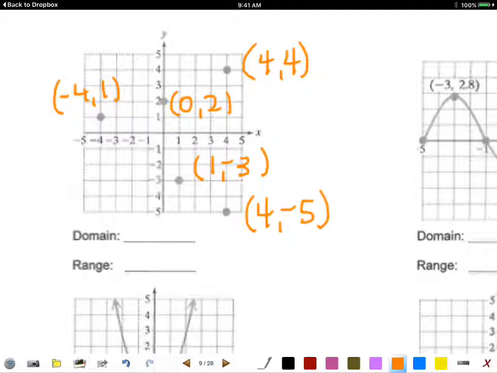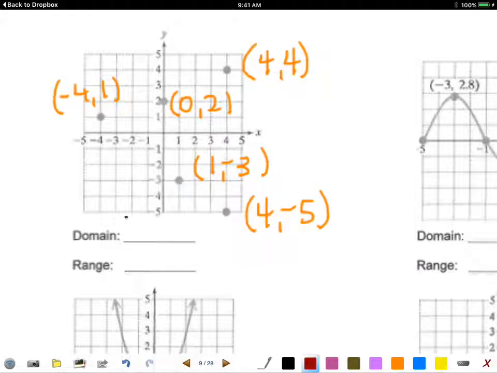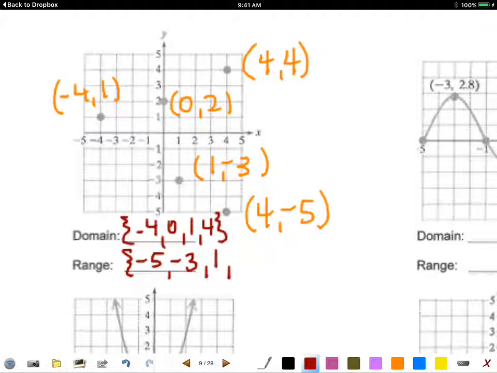So we're going to do like we did in the very beginning. Okay, looking at the x values. What is the smallest x value that you see? -4. What would the next one be? 0, 1, 4. Okay. What about the range? Okay. Go all the way down low. -5, -3, 1, 2, and 4. Right?